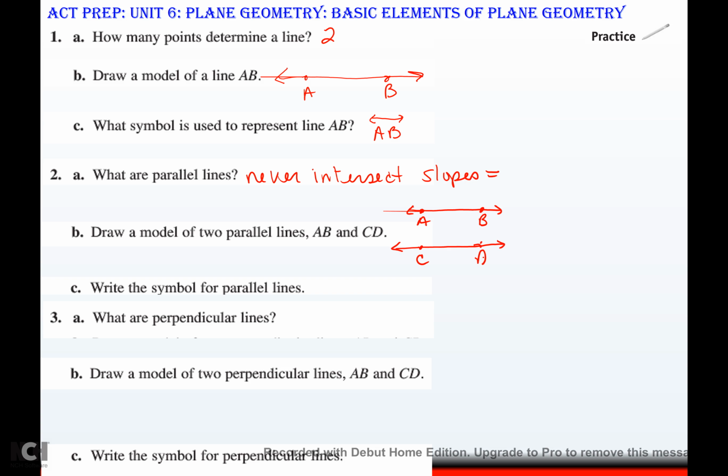Okay? Write the symbol for parallel lines. There you go. And you might see it sideways. I've always kind of tilted mine, but apparently straight up and down is okay too.